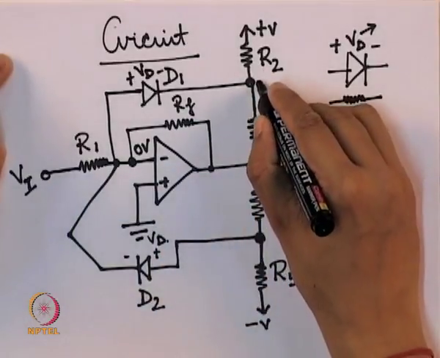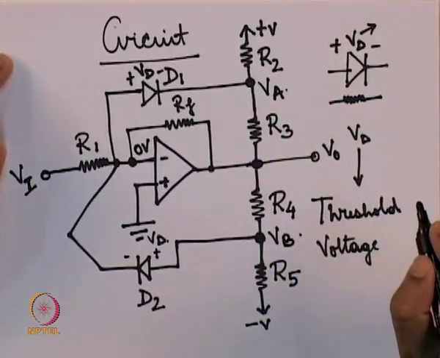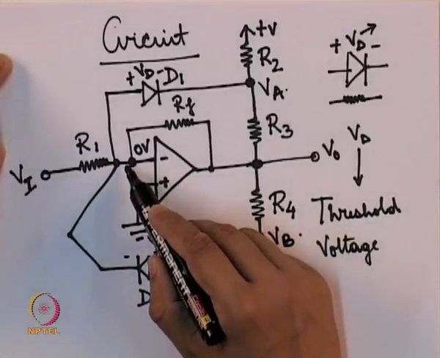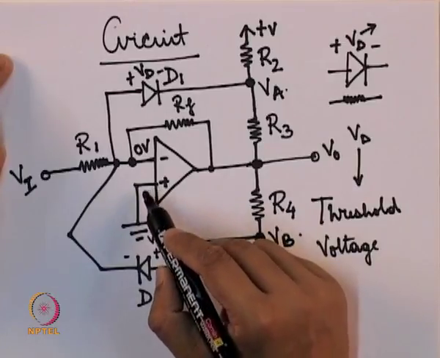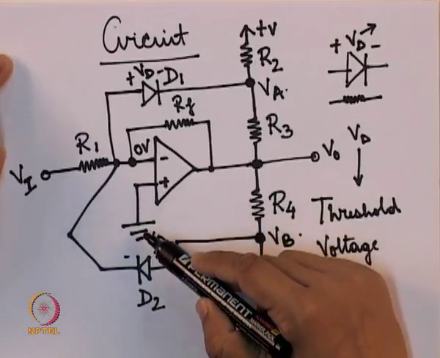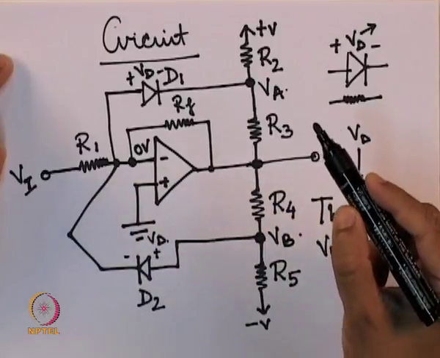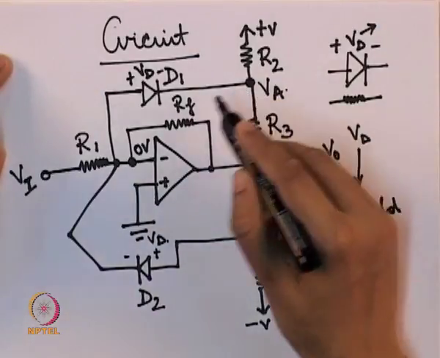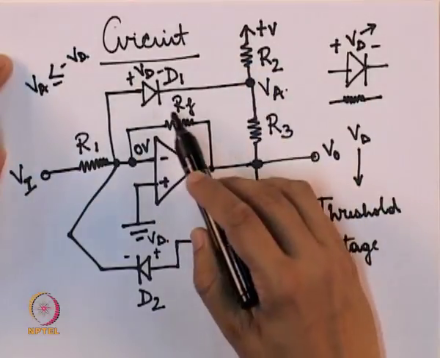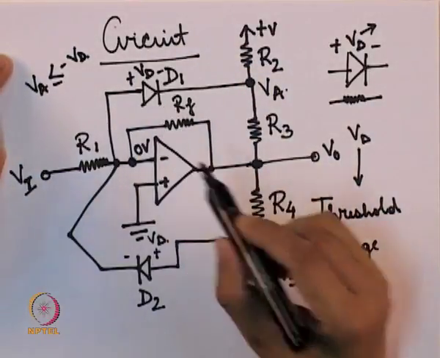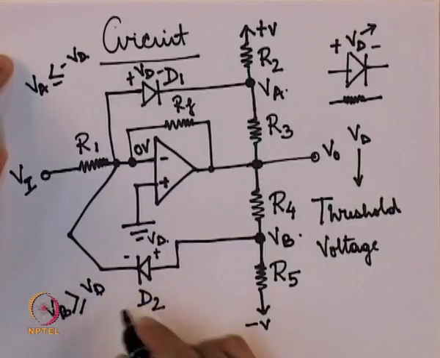Let us say the voltage at this terminal is called VA and the voltage at this terminal is called VB. Now, this terminal is at virtual short with the non-inverting terminal, and since the non-inverting terminal is grounded, this terminal will also have 0 voltage. So, if VA is lesser or equal to minus Vd, then this diode D1 will conduct. Similarly, if Vb is greater or equal to Vd, then this diode will conduct.